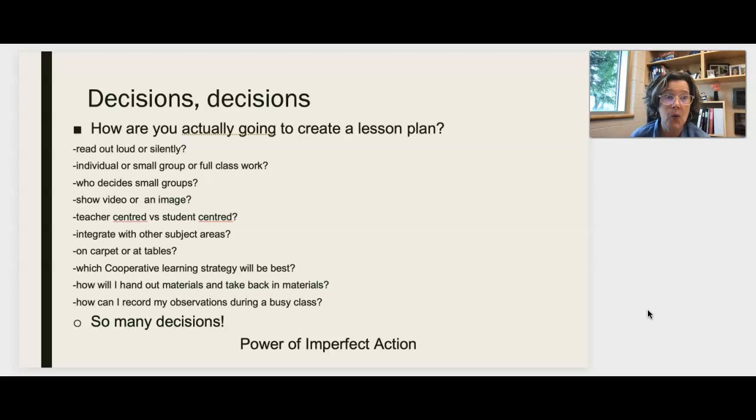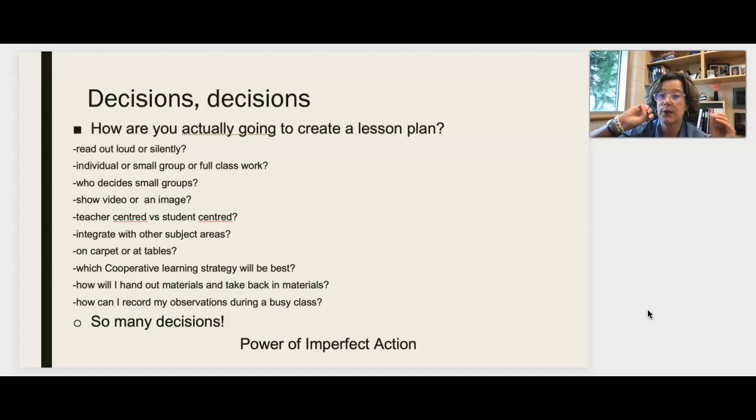And you're going, oh boy, but can you just give me the script of how to include all this? That would be awesome. Decisions. How are you actually going to create a lesson plan that includes all of these concepts that I've talked about? These are the decisions that you make as a professional teacher. Are you going to read out loud, or are you going to read silently? Are you going to do individual or small group or full class work? Who decides small groups?